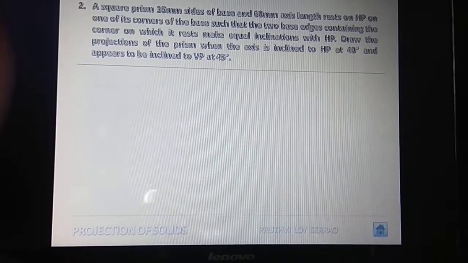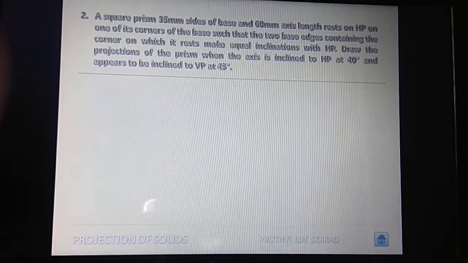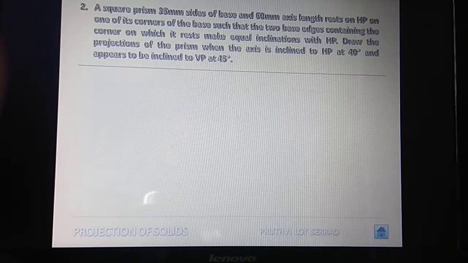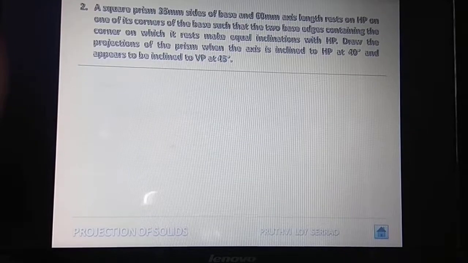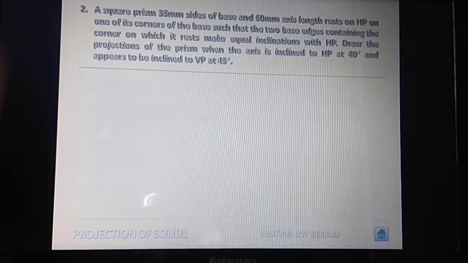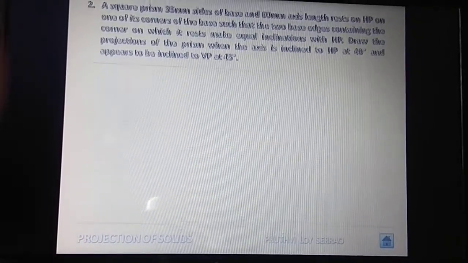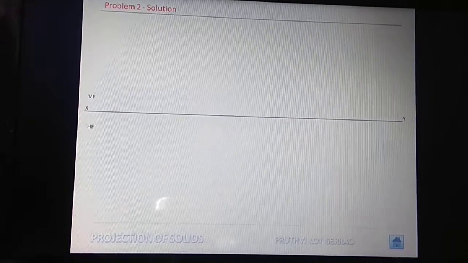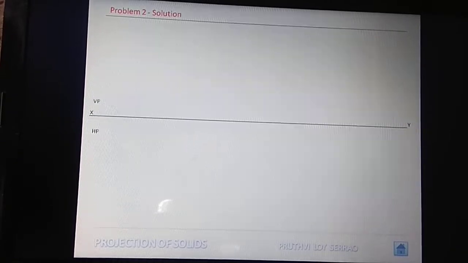So first, before drawing the projections of this square prism, we have to think whether the square prism is resting on one of its corners on HP or resting on one of its edges on HP. So we have to think, then we are going to start. In this problem, the square prism rests on HP on one of its corners. First we draw the XY line, and you have to mention HP and VP: above the XY line is VP and below the XY line is HP.